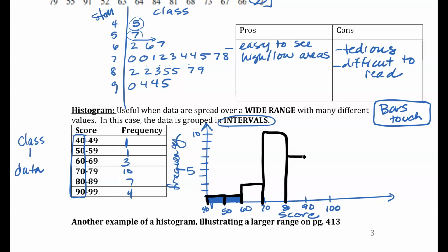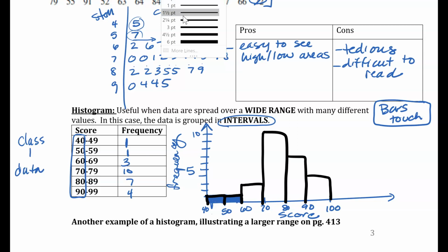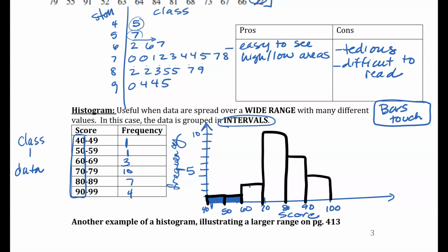So 5, 6, 7 looks like there. And then 90 to 99, it looks like I've got 4. Okay, so that's what a histogram would look like. The bars touch each other because where one interval ends, the other one begins. And if it bothers you to have 40 to 50 when you know it should be 40 to 49, you can, like I said, make that range there.